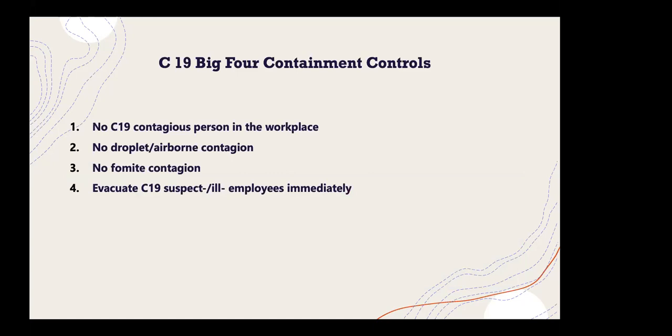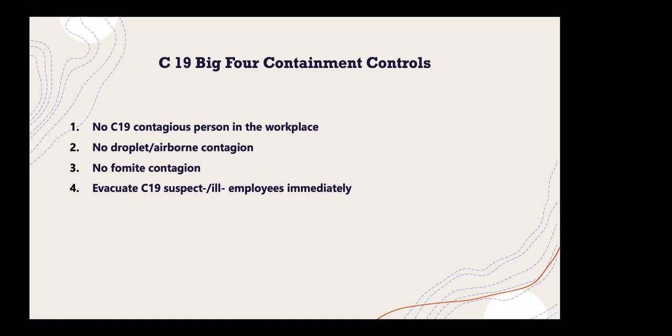I've tried to make a big 4. I couldn't find a big 5, but there are big 4 containment controls. What you really want to achieve in your workplace is this. Number 1, you don't want a contagious person to enter the workplace and bring this thing to work. Number 2, your main thing at work is you want to avoid the airborne and the droplet and the infectiousness that comes from closeness or from sharing the same breathing space.